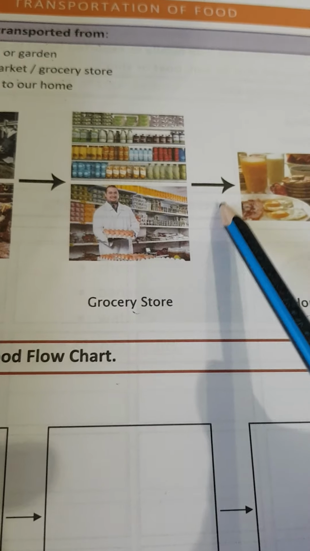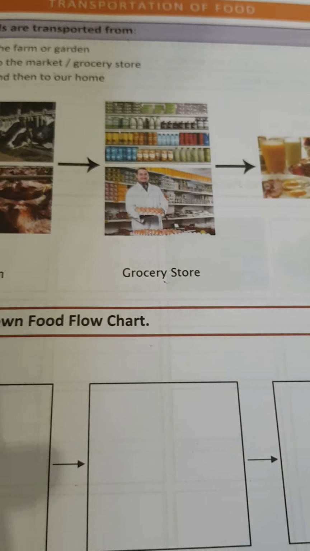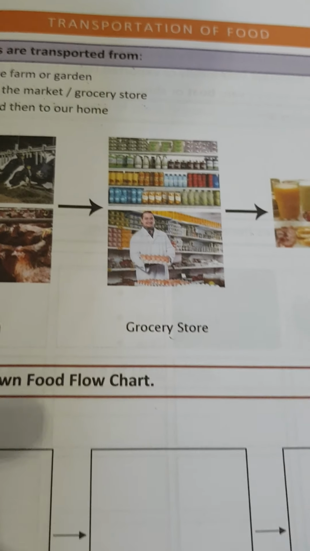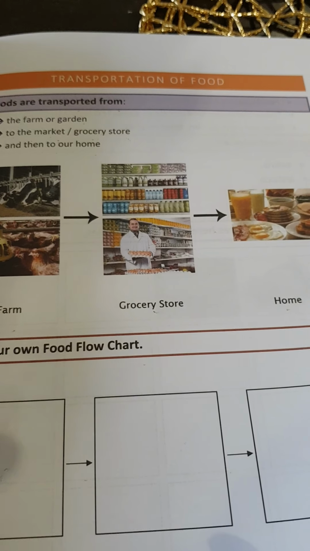Do you see those arrows? It's showing a process, the process of transportation of food. What are we transporting? Food. All right, now pause the video here and complete your assignment because we're going to turn the page next.